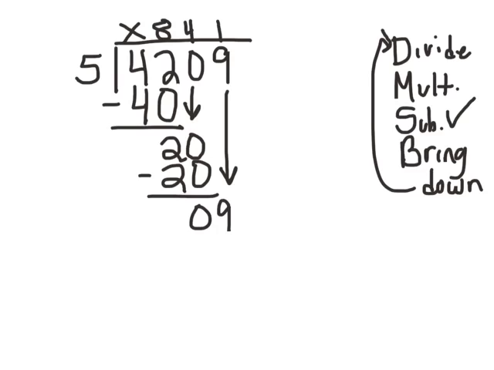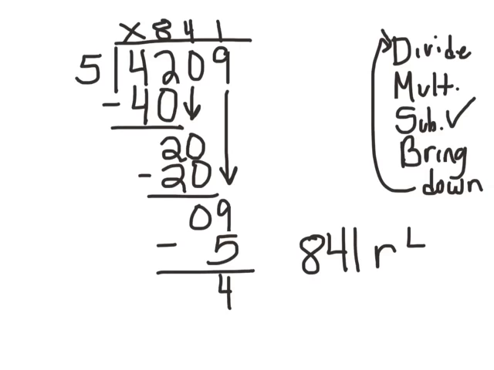1 5, because I need to multiply, is worth 5. Now I need to subtract. I have 4 left over. I need to check. 4 is smaller than 5, so I'm good. And bring down, there's nothing to bring down, so I know that I'm done. My answer for this one is 841, remainder 4.